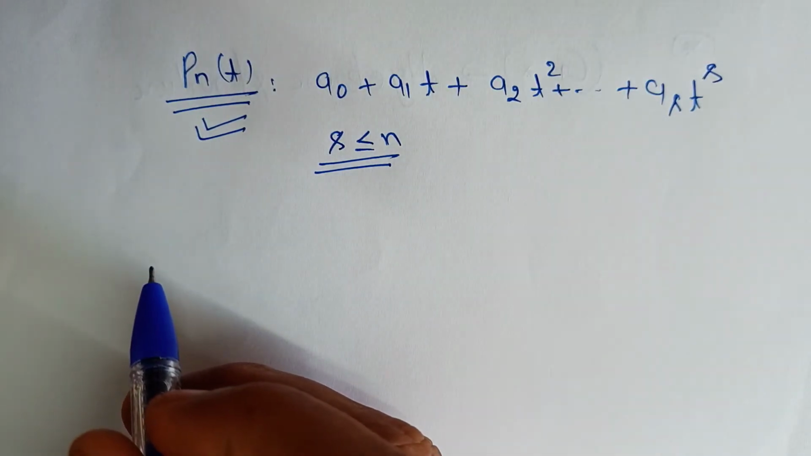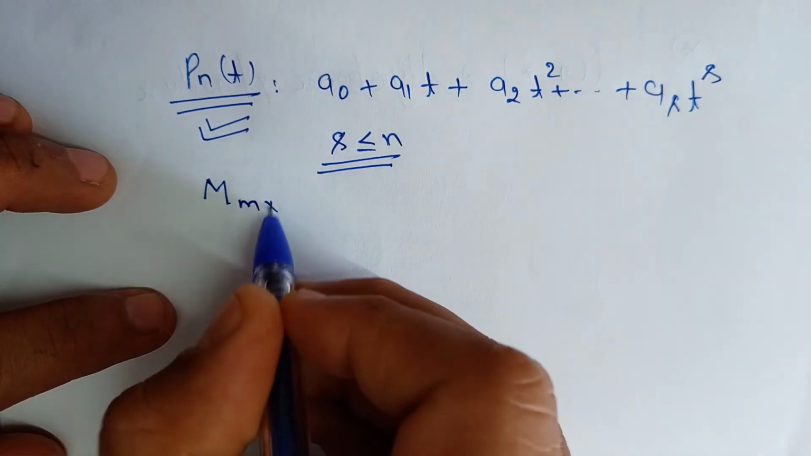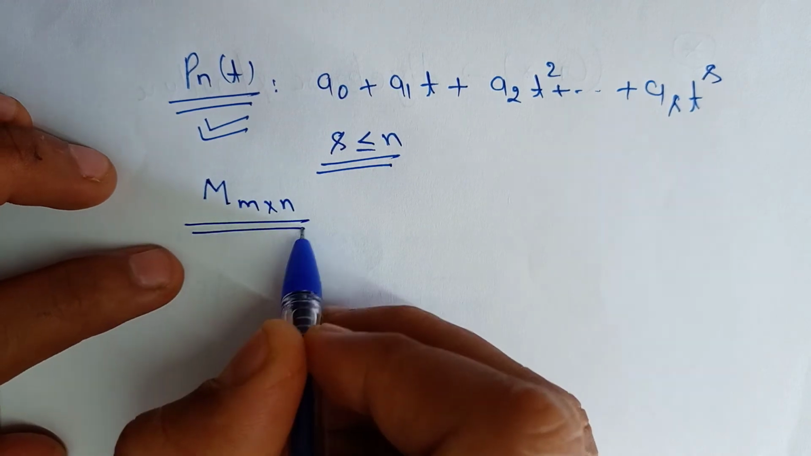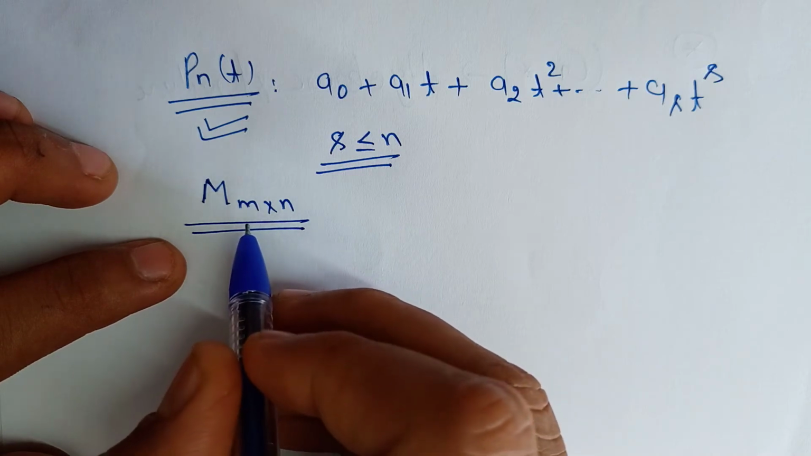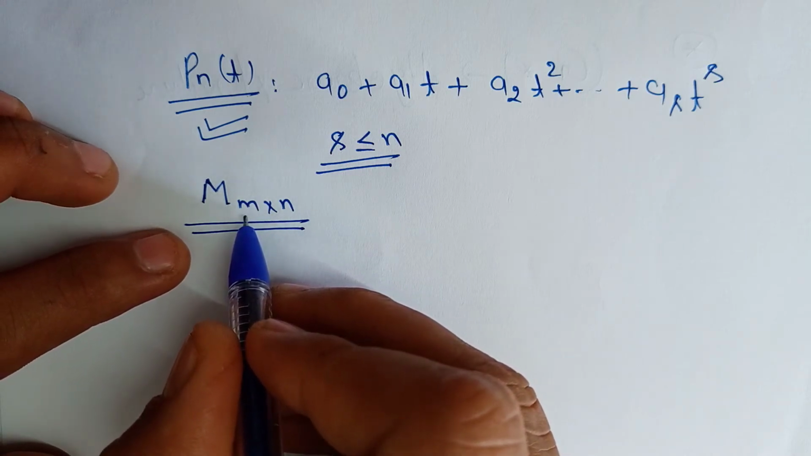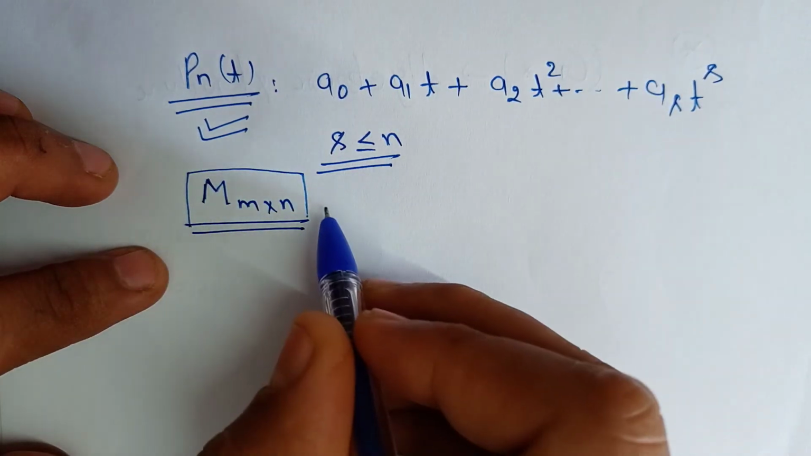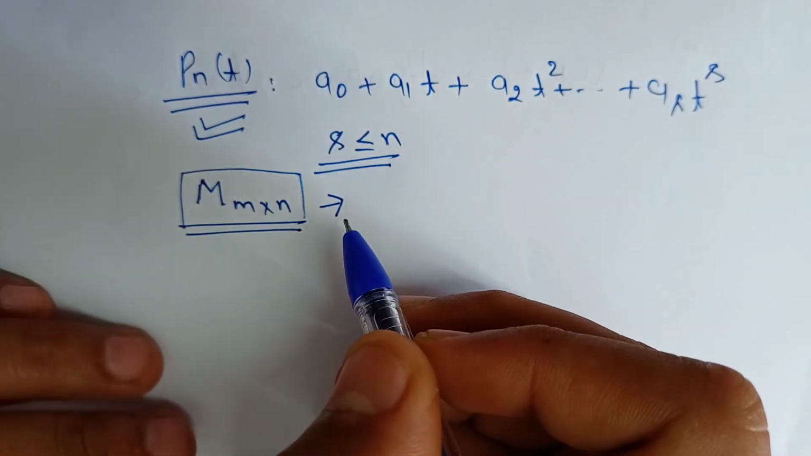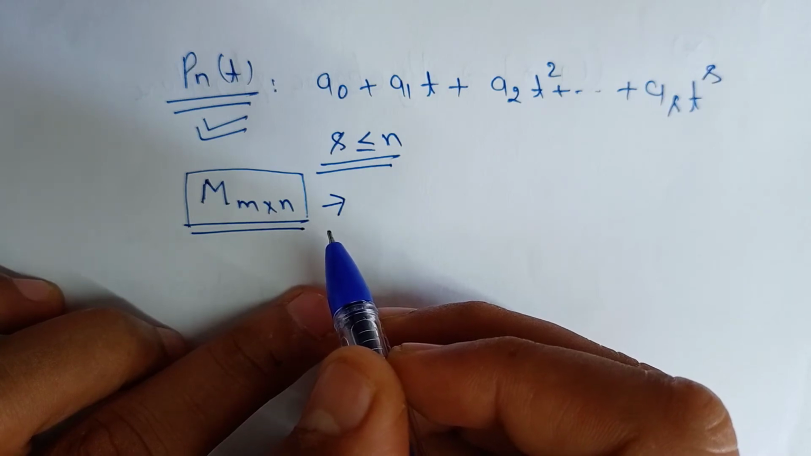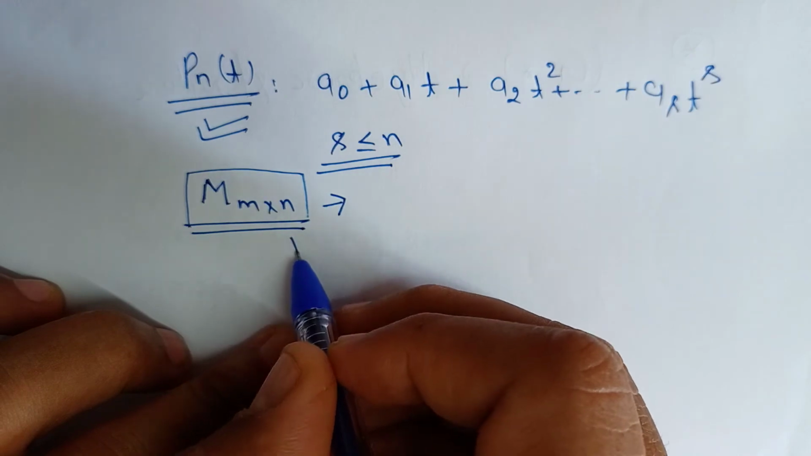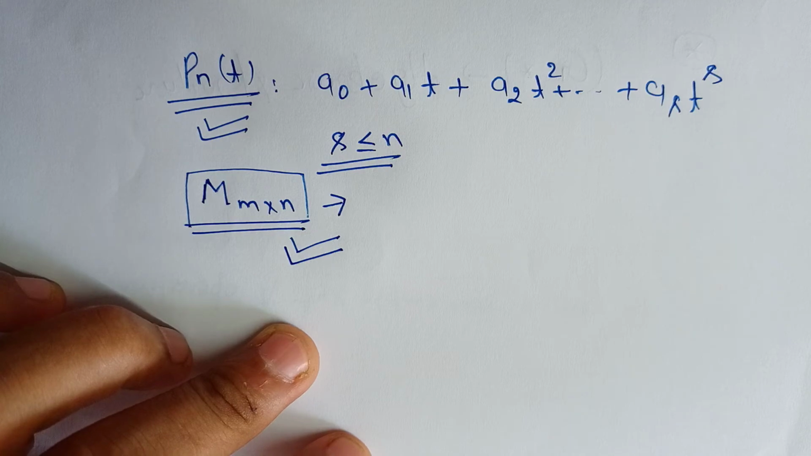And next we have the set of all m cross n matrices, the set of all matrices of order m cross n. This also forms a vector space with matrix addition and scalar multiplication. So this also forms a vector space, and you can verify all the properties of a vector space. I have given a few examples.